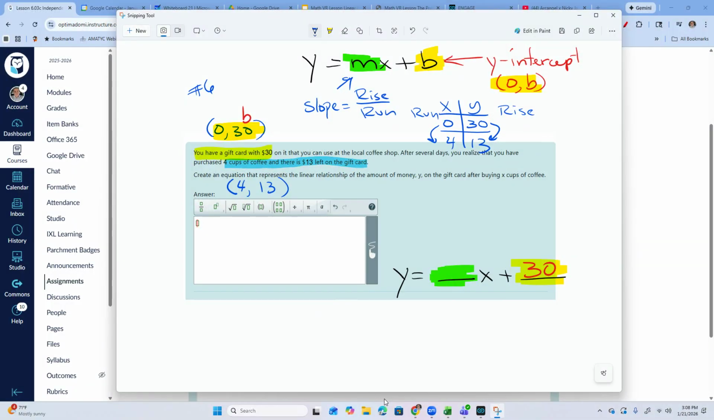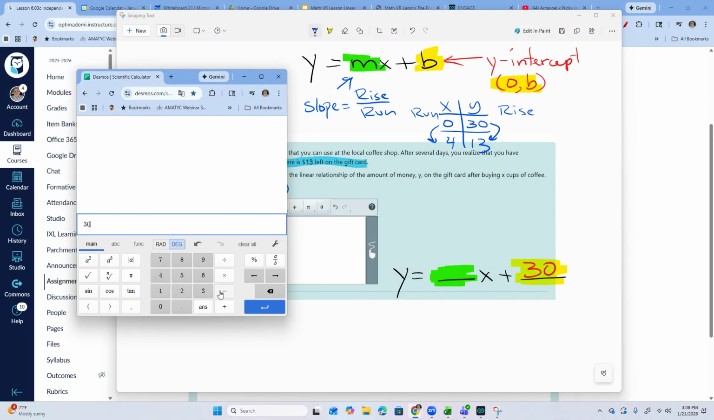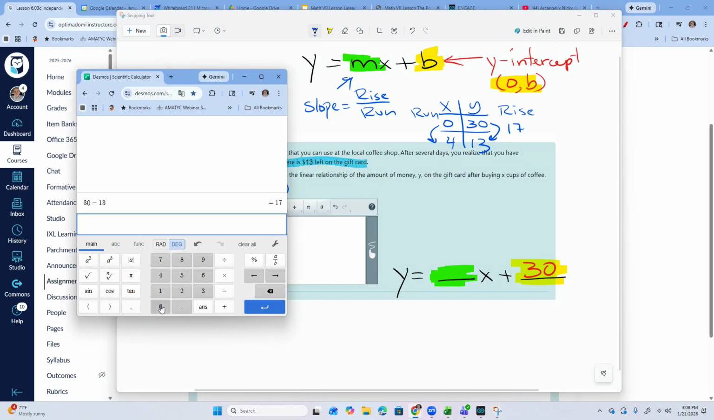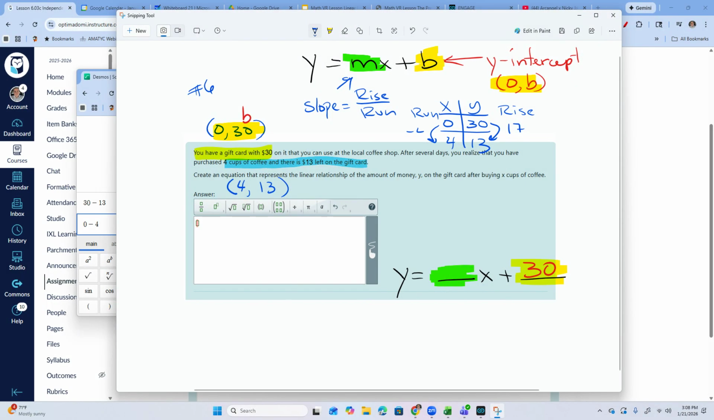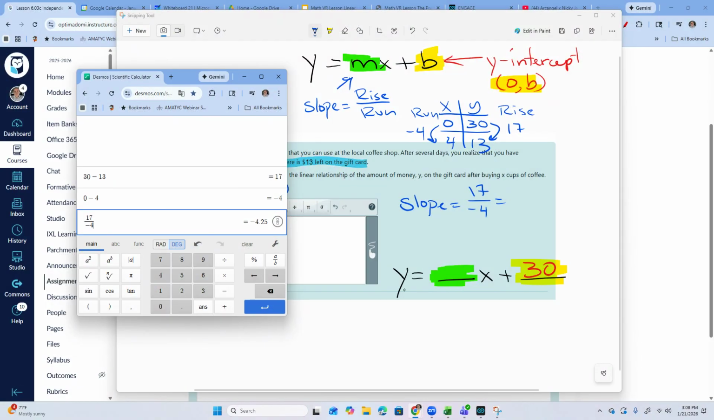So use the calculator. We're going to do here 30 minus 13. And you can see I got 17. And then you're going to subtract 0 minus 4. And you can see I got negative 4. And then we're going to do the slope. And the slope is rise over run. So I'm going to put this in the calculator. So 17 over negative 4. And you can see I got negative 4.25.